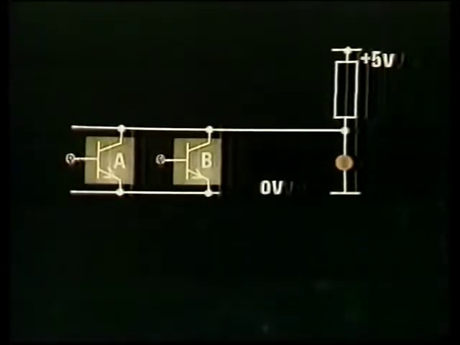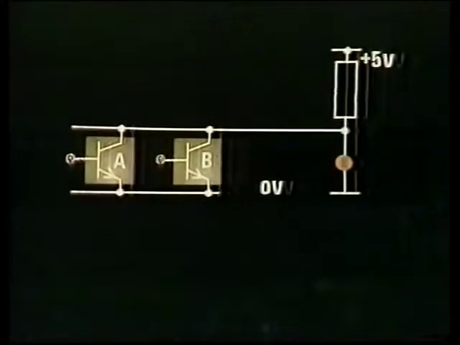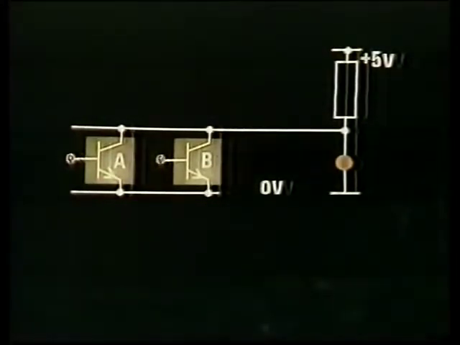The lamp isn't shining, so the line must be low. Now, suppose that transistor A was switched off. If it were on its own, that would allow the pull-up resistor to pull this line high. But B is still on. So what do you think will happen when I switch A off?